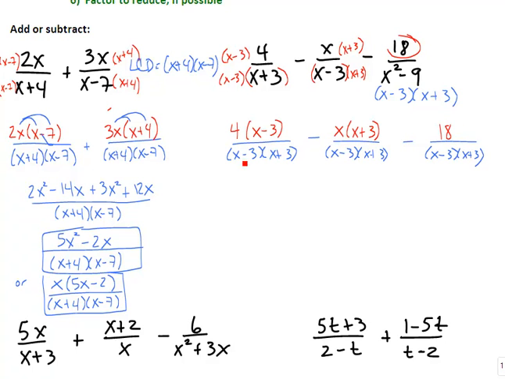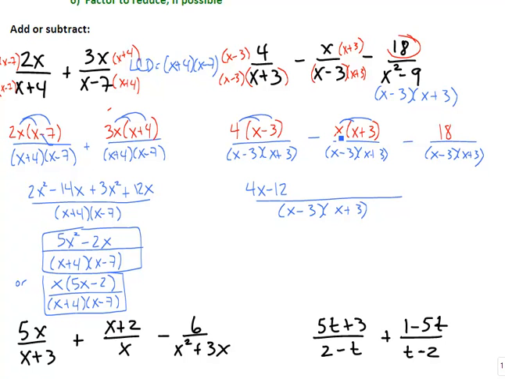So now once we have our new numerators across the top, we can go ahead and consolidate all 3 fractions into one denominator, and in the top we're going to distribute all of these across and see what we end up with. So if I distribute my 4, I'm going to get 4x minus 12.